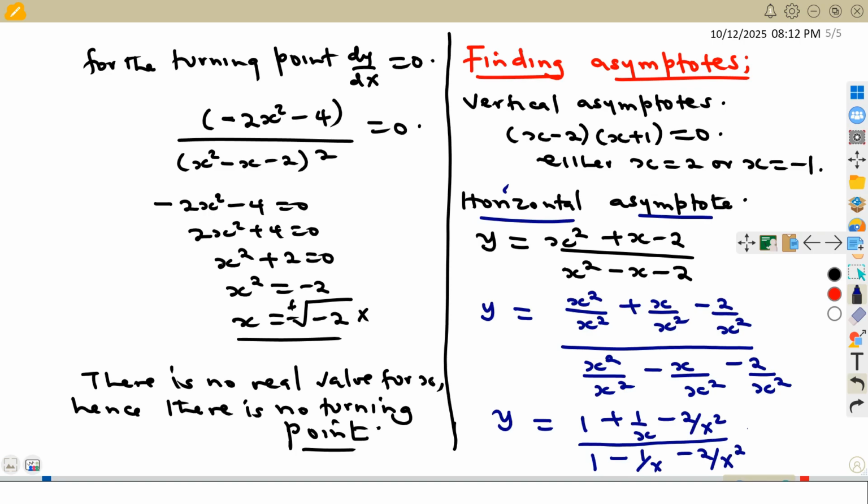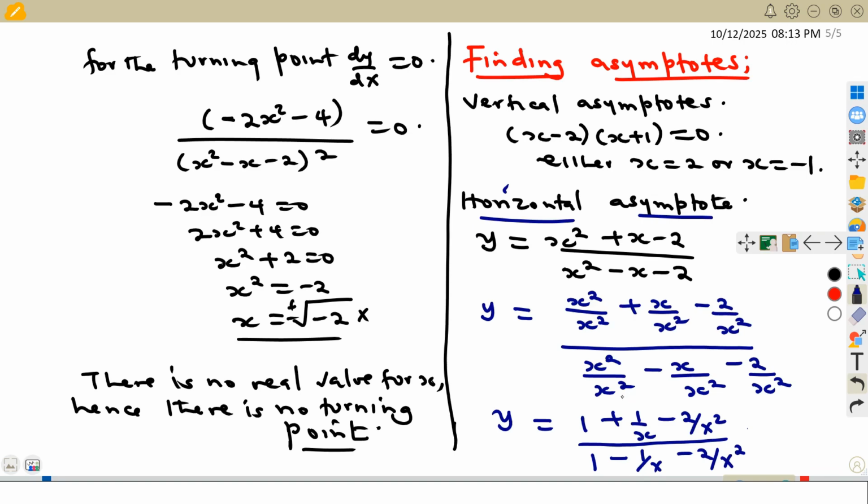In case it is a slanting asymptote, then you should also know what exactly you need to do. We said y must be equal to the quotient, so you must use long division, then you get the quotient, and that will be your slanting asymptote. But for this question, we are having only the vertical asymptotes and the horizontal asymptote.